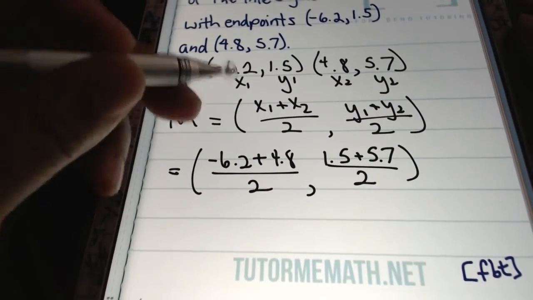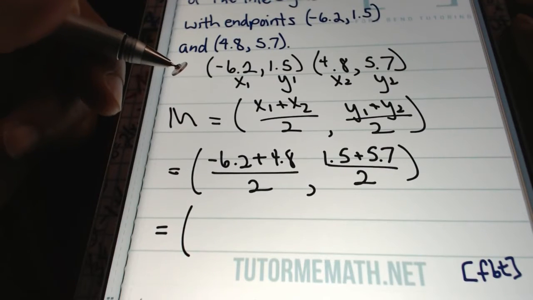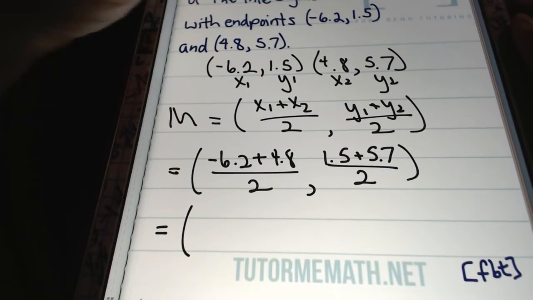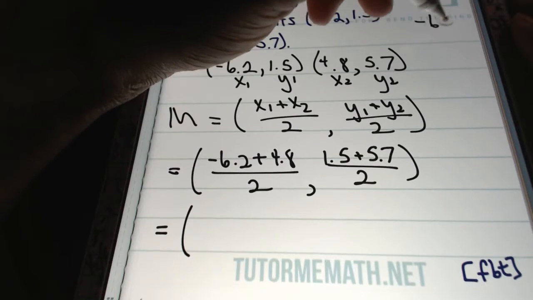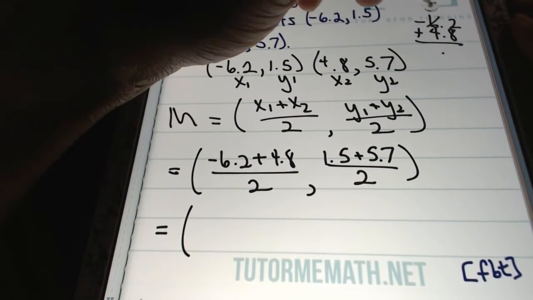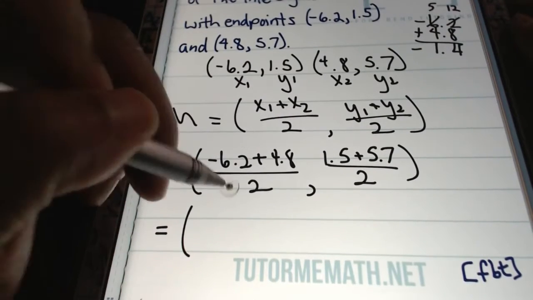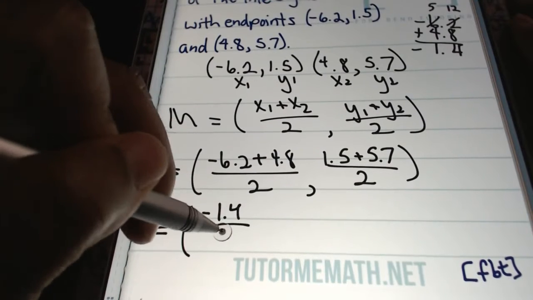From here, we'll go ahead and simplify the numerator. We have -6 and 2/10 plus 4 and 8/10. I'm just going to pretend I don't know what that is. Or am I pretending? I'm just pulling a blank today, guys. So we end up with -1 and 4/10 divided by 2.